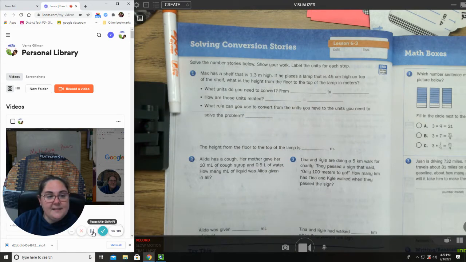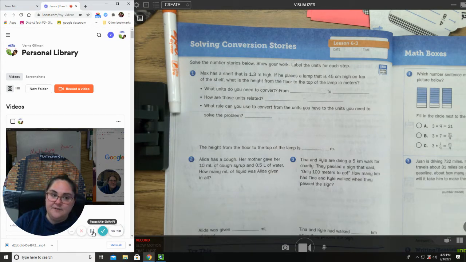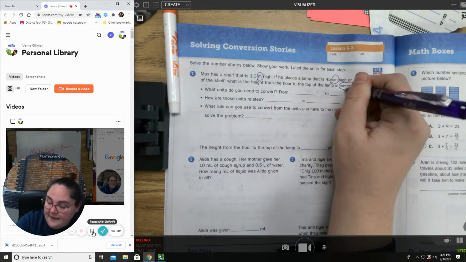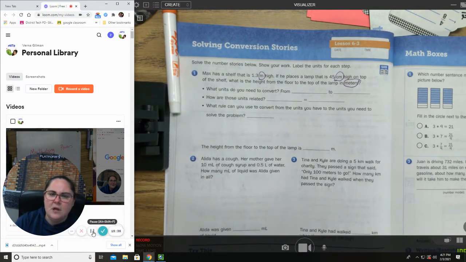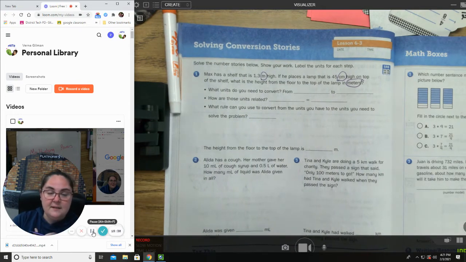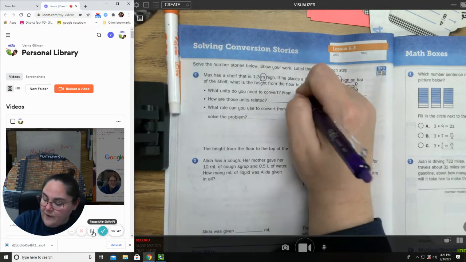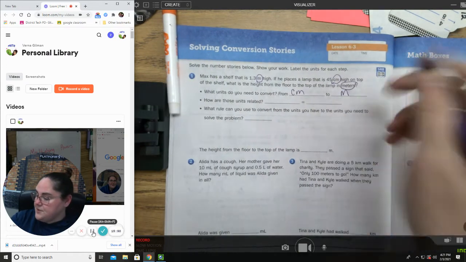Number 1, Max has a shelf that is 1.3 meters high. If he places a lamp that is 45 centimeters on top of the shelf, what is the height from the floor to the top of the lamp in meters? So the first thing I realize is I have meters, centimeters, and my final answer has to be in meters. So for me, I'm going to convert to meters. That's what my answer needs to be in anyway, right? So I'm going to convert from centimeters to meters.